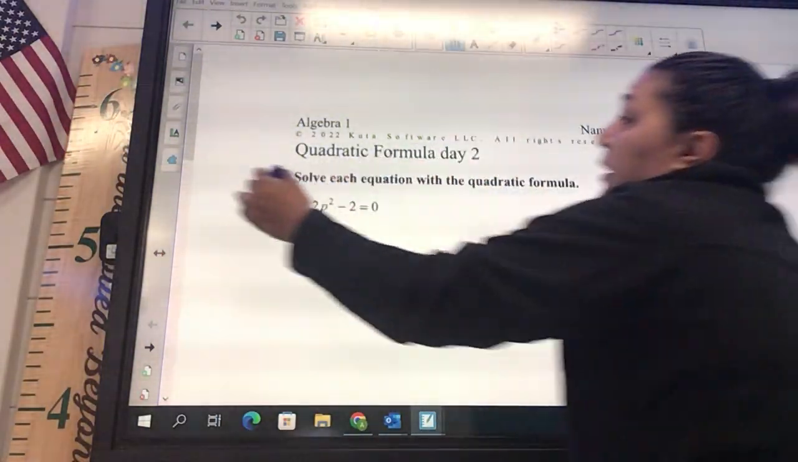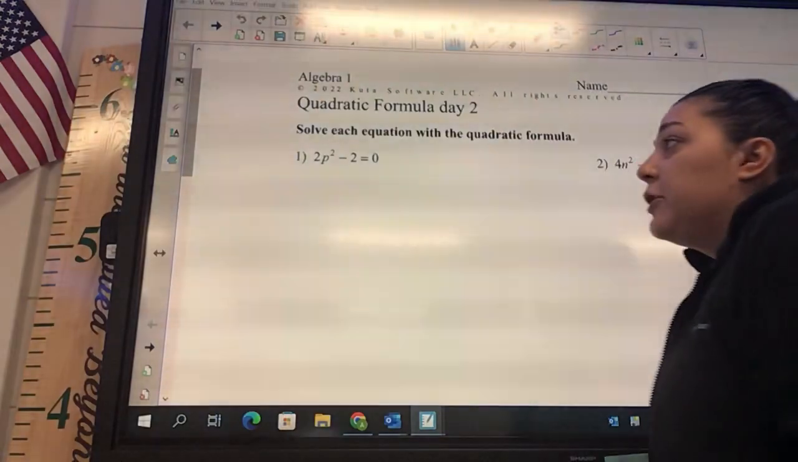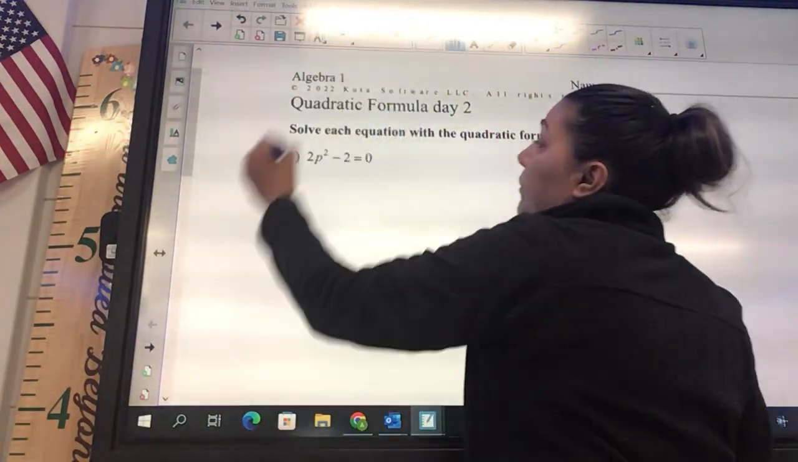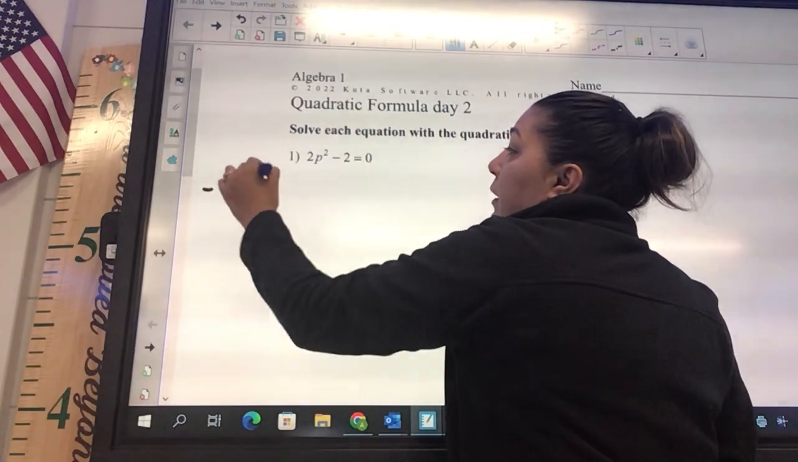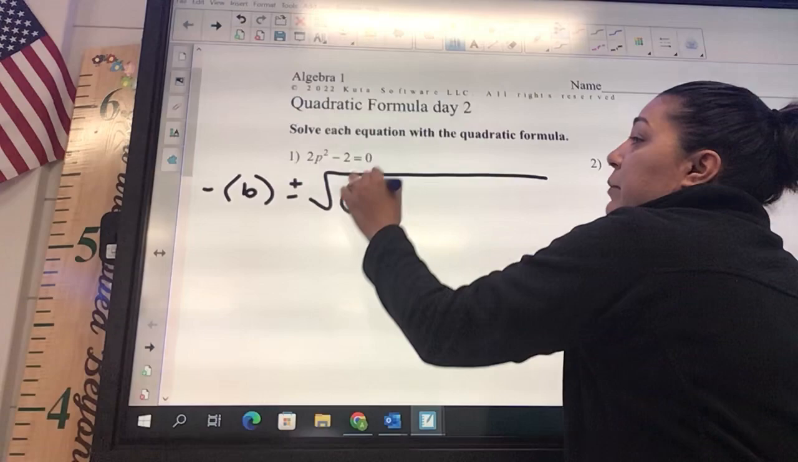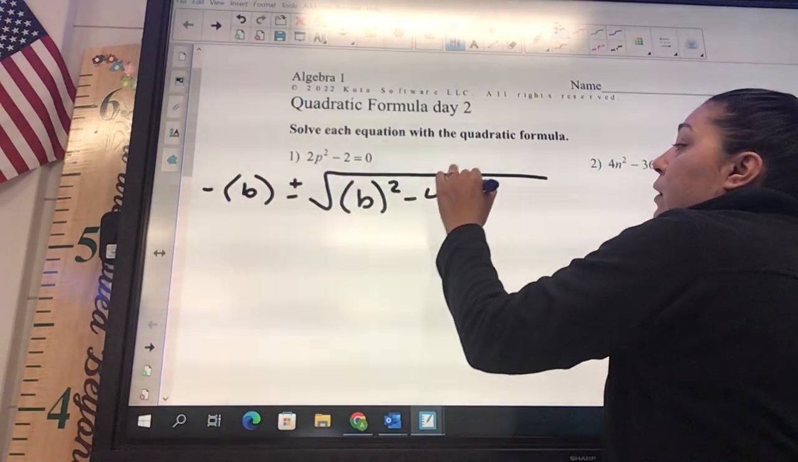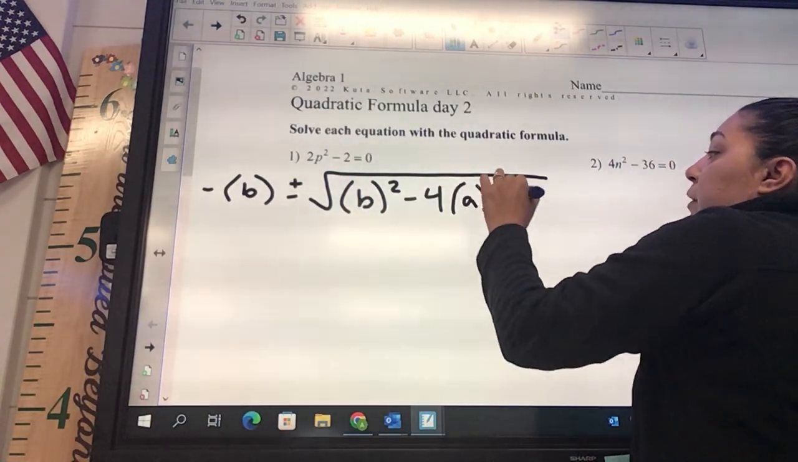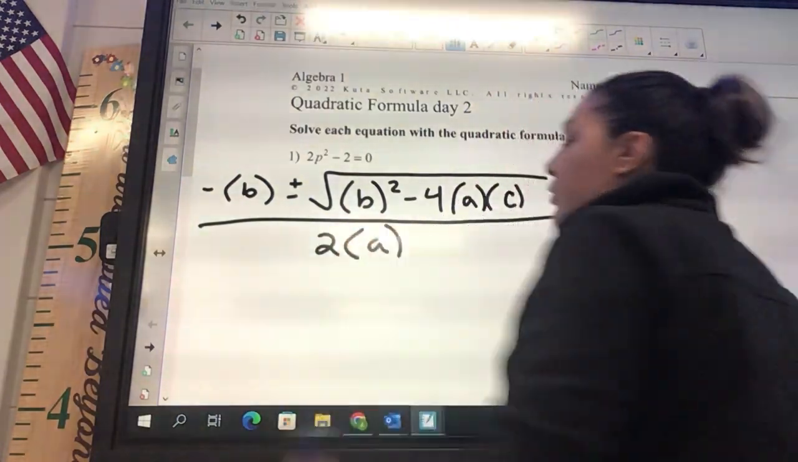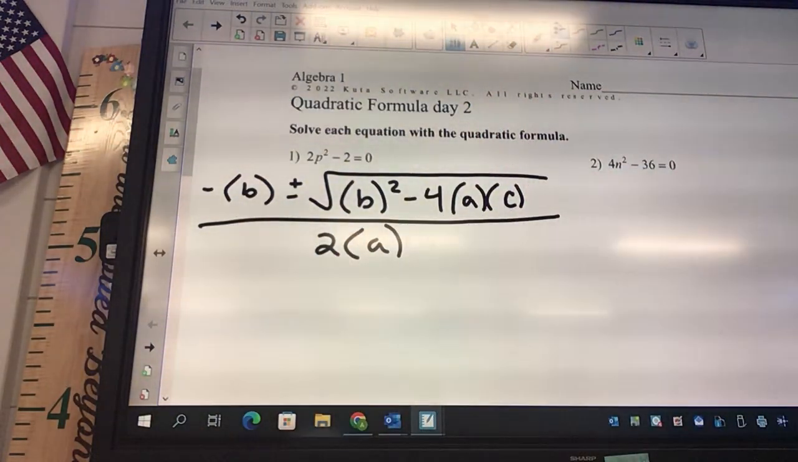And some of you guys that are messing up the formula, my suggestion to you would be this, okay? We got negative b plus or minus the square root of b squared minus 4 times a times c all over 2a. Now, this way is going to seem like a little bit more work, but it is a little more foolproof.